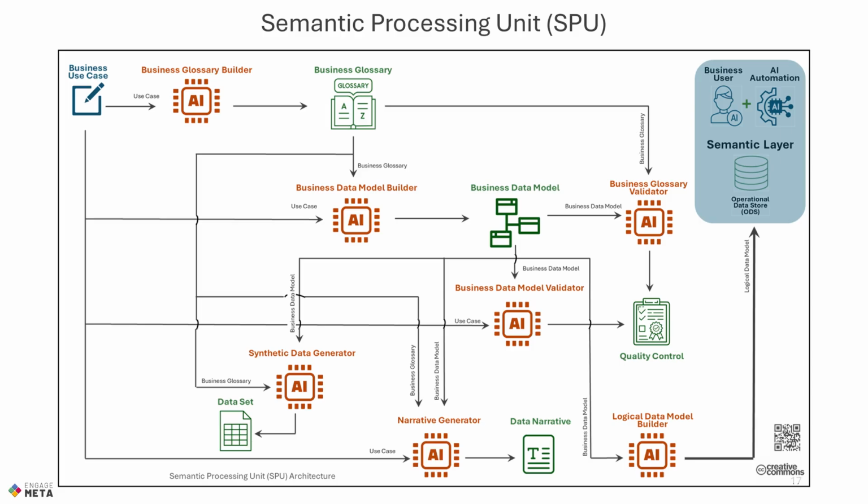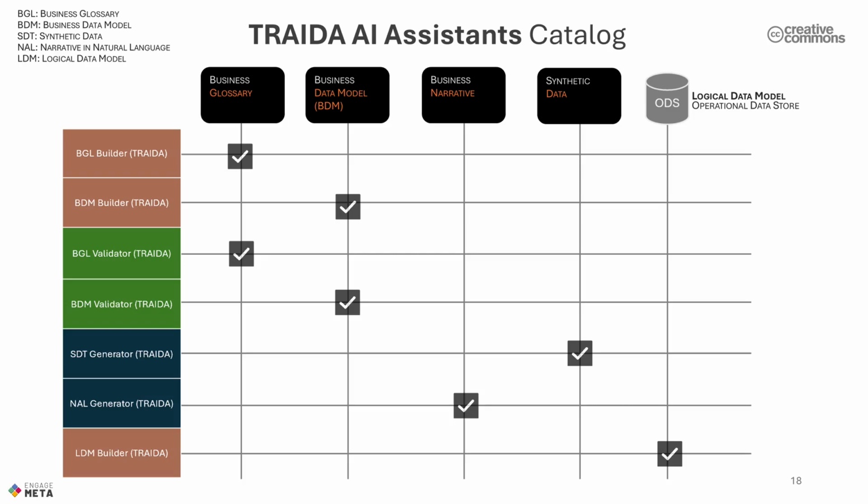The Semantic Processing Unit orchestrates all TRAIDA AI assistants. It behaves like a processor dedicated to semantic intelligence. Each TRAIDA assistant has a specific semantic responsibility. Together, they cover the entire modeling lifecycle.